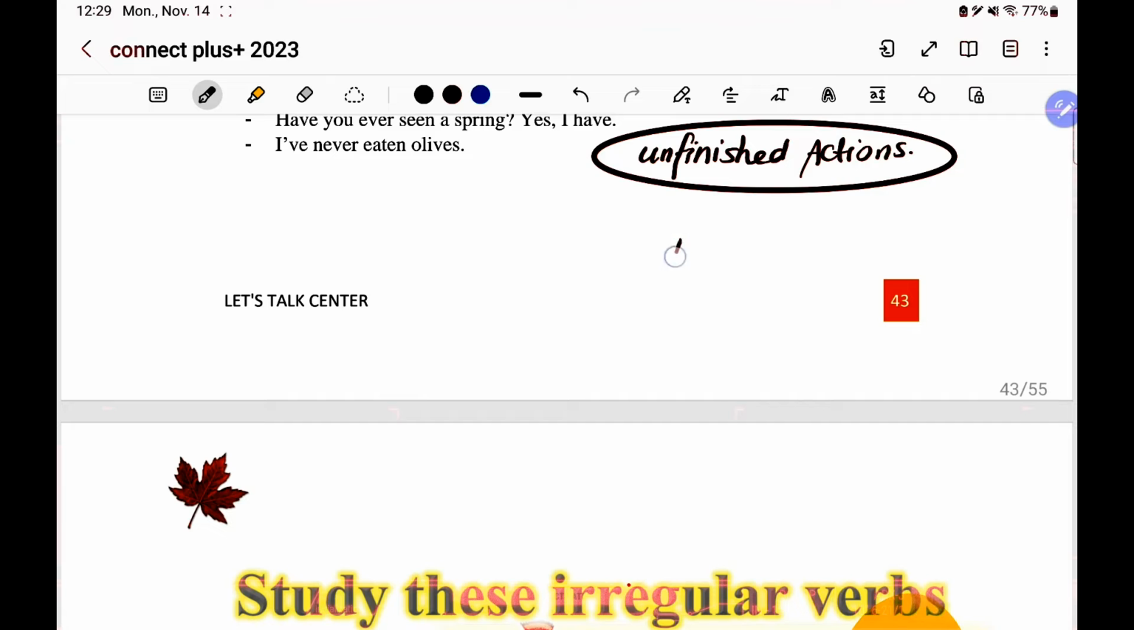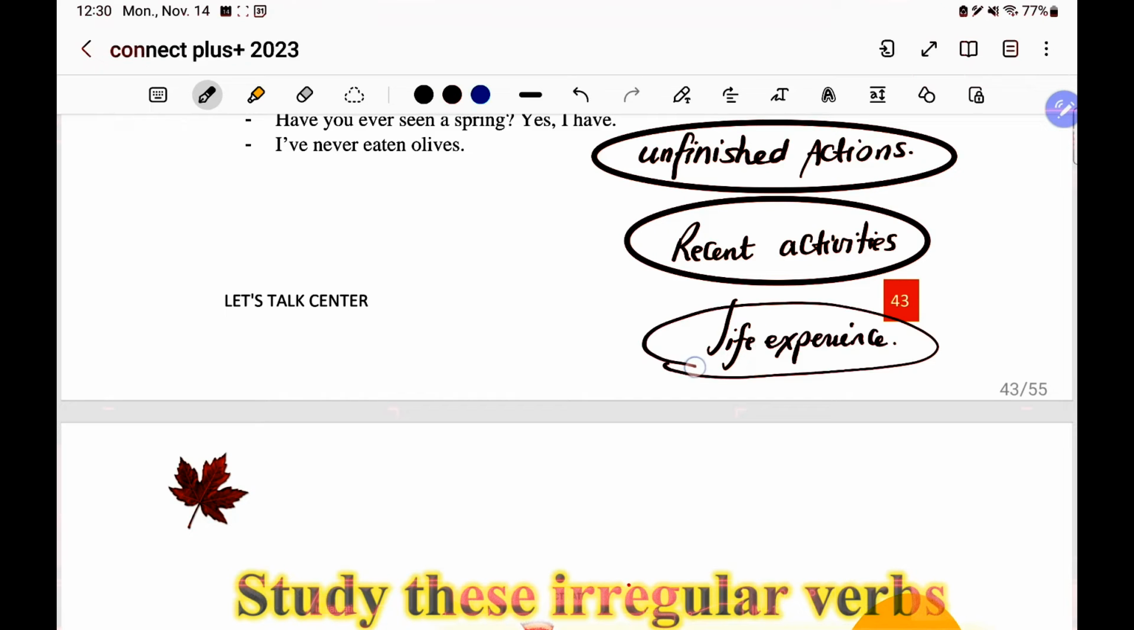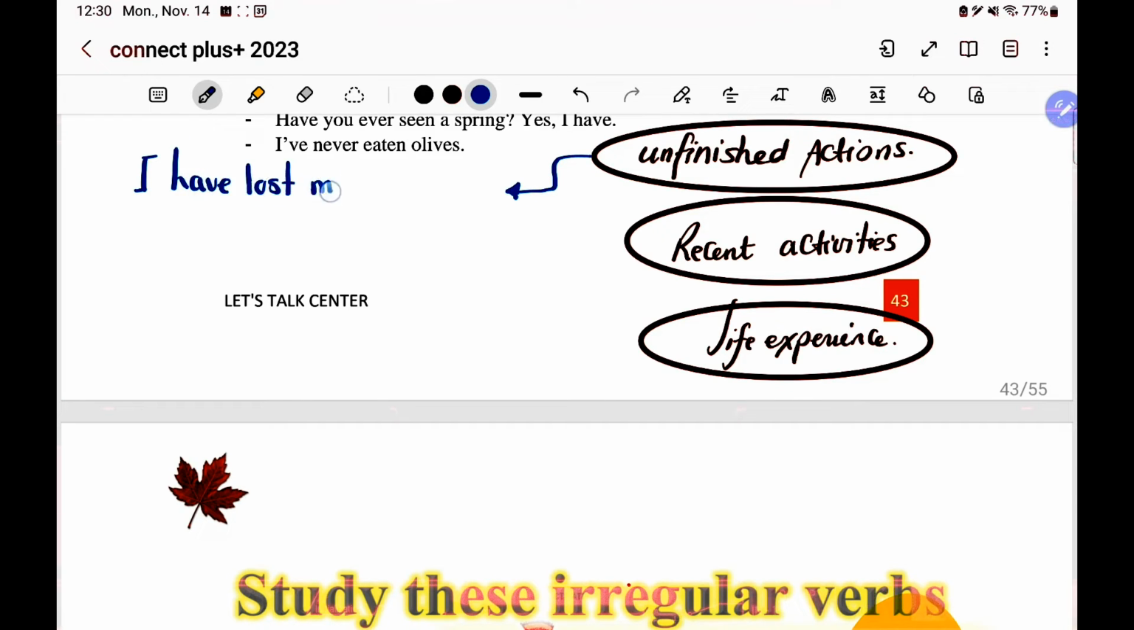والحاجة التانية recent activities، حاجات لسه عاملها من وقت قريب. Life experience، اللي هي الخبرة الحياتية، يعني حاجة عملتها أو ما عملتهاش قبل كده في حياتك. تعال نبص على examples. I have lost my keys.